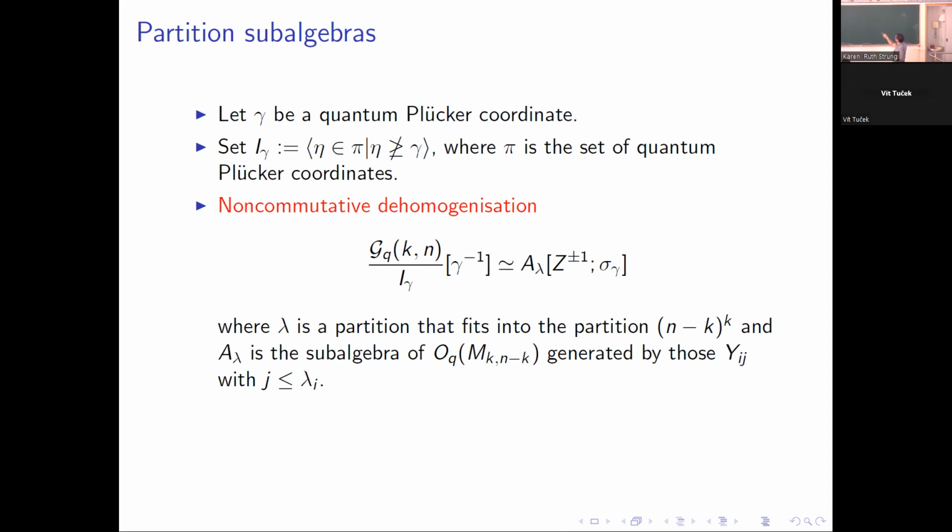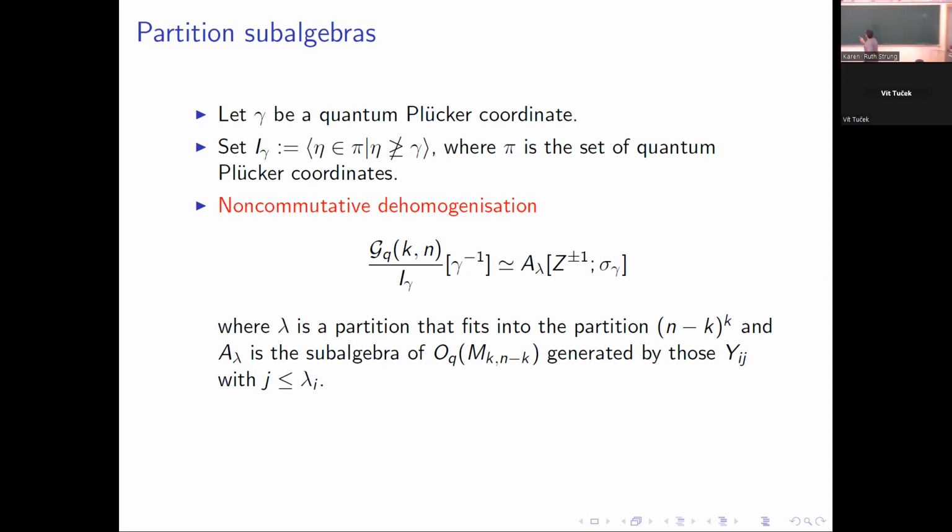It becomes normal here, so I can localize. And it will be isomorphic to a skew-Laurent extension of an algebra A lambda. And what is this A lambda? This is actually just a subalgebra of a quantum matrix algebra. And this is generated by the generators of this algebra which fit into a certain partition.